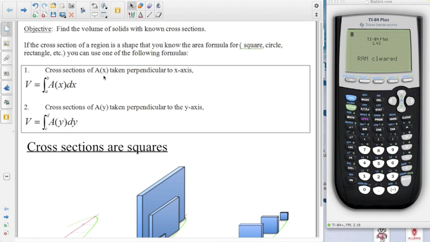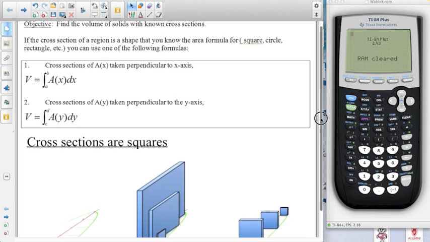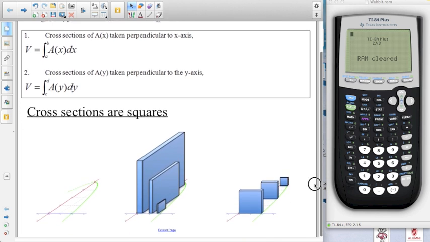When we're looking at solids of known cross-section, we're using an integration technique where we have a region, and that region forms the base of the solid. Then we build vertically on that base with cross-sections that we know. In this situation, I've set up cross-sections on top of that base that are squares.